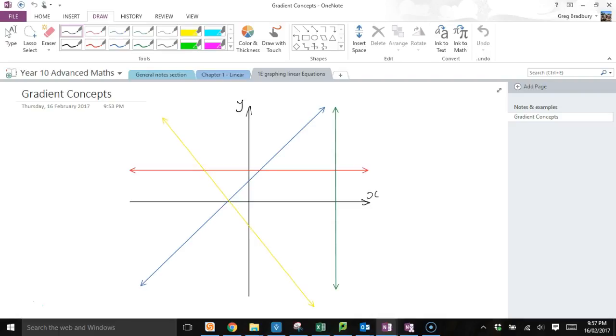The blue line here is what's called a positive gradient. So if it's going up, we talk about going from left to right, which is positive, increasing in the x direction. So if it's going up from left to right, it's called a positive gradient. Okay, when you work out the gradient, it will be positive. Okay, so the second one, the yellow line there, it's going down from left to right. It's a negative gradient.